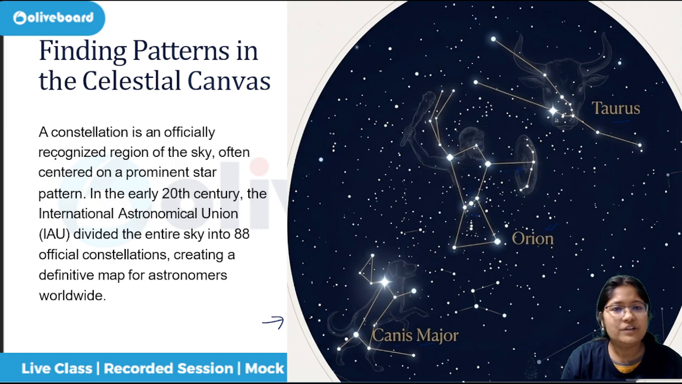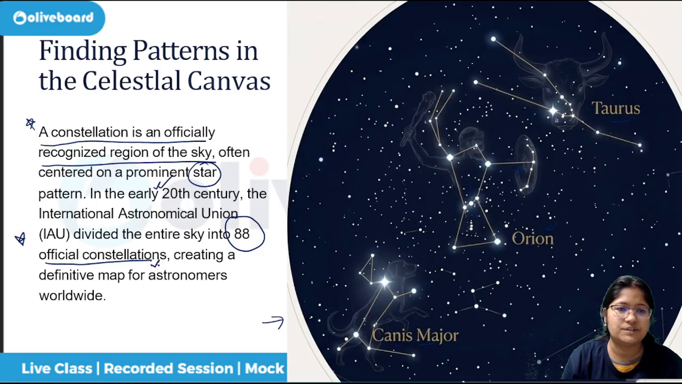Now, officially, a constellation is an officially recognized region of the sky, often centered on a prominent star pattern. In the early 20th century, the International Astronomical Union divided the entire sky into 88 official constellations. If they ask whether a constellation is just an imagination or is officially recognized, the answer is that it is officially recognized.